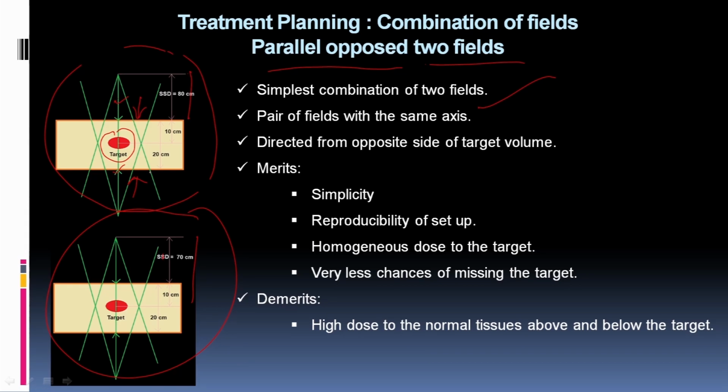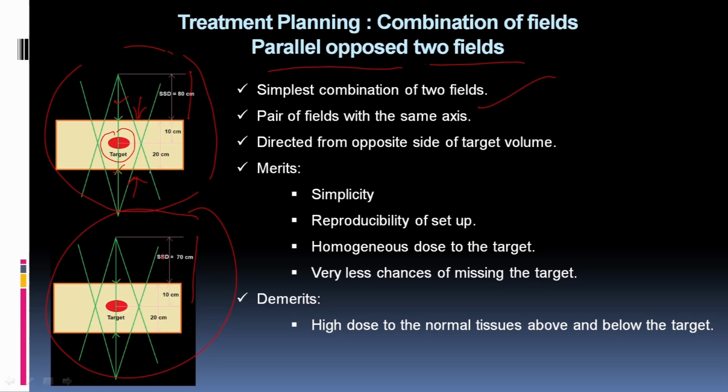Now, the merit of this parallel opposed two field technique is that this is a very simple type of treatment technique, and we can reproduce the setup on a daily basis. We can irradiate the target with homogeneous or uniform dose, which is one of our aims in treatment planning, and there is very little chance of missing the target if we select the treatment field or treatment portal or field aperture appropriately.